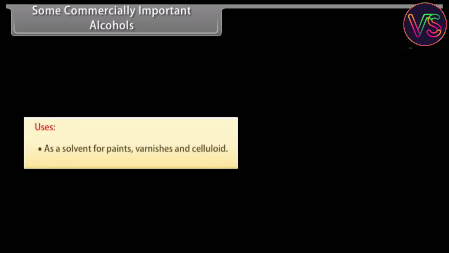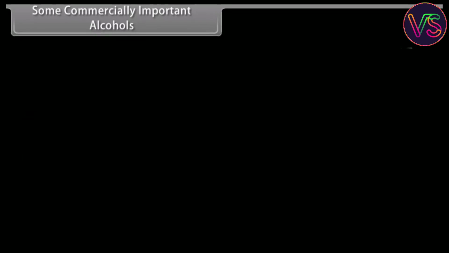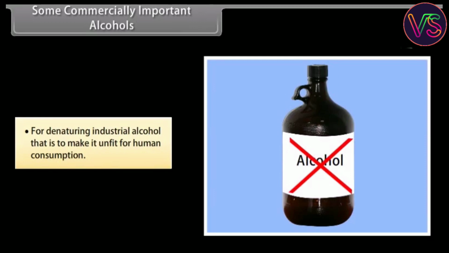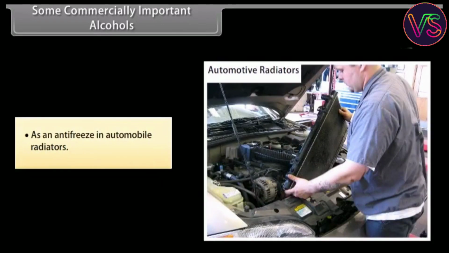Uses. As a solvent for paints, varnishes and celluloid, for denaturing industrial alcohol, that is, to make it unfit for human consumption, as an antifreeze in automobile radiators.